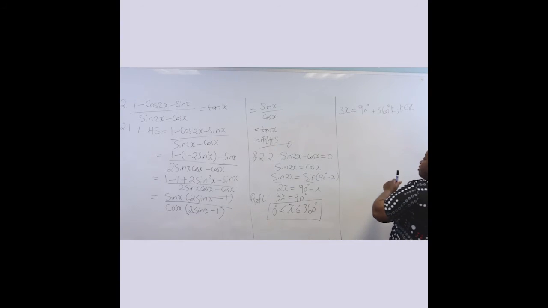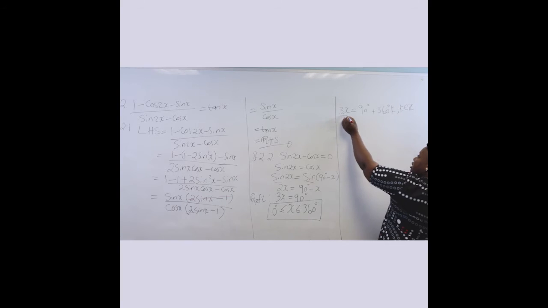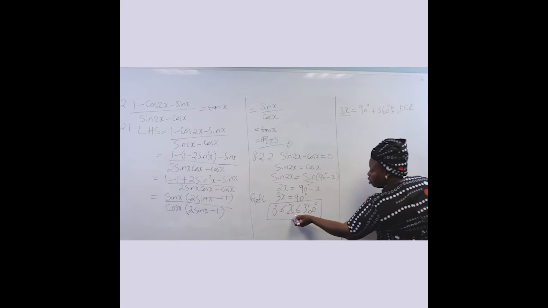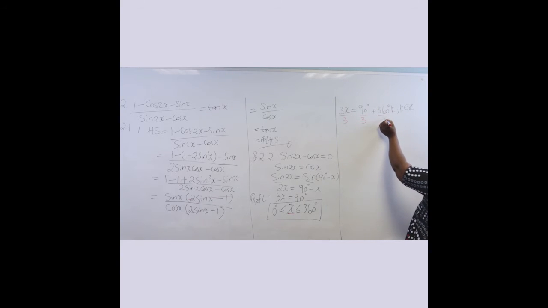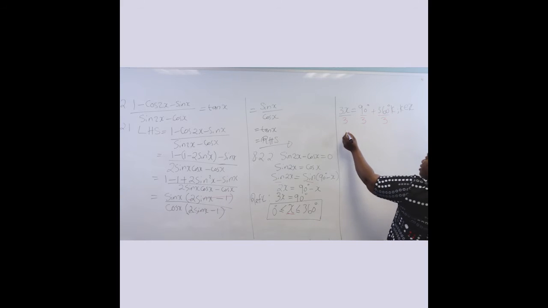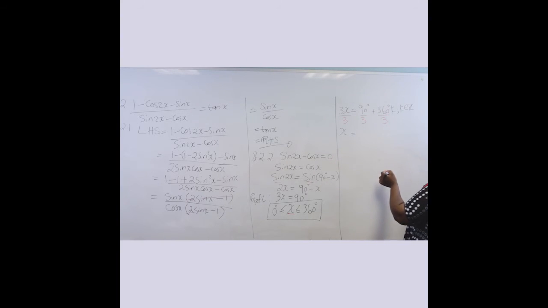So first of all, let's divide everything by 3 to get x, because remember, we are solving for x. So divide by 3, and divide that by 3, meaning the period has changed. So 3x divided by 3 leaves x, 90 divided by 3 gives us 30, and 360 divided by 3 gives us 120. So that is our new period, where k is an element of integers.